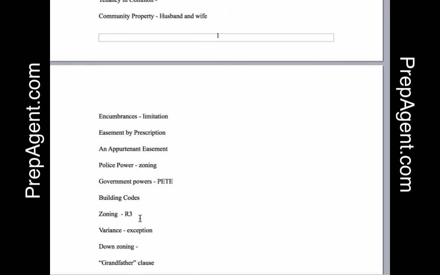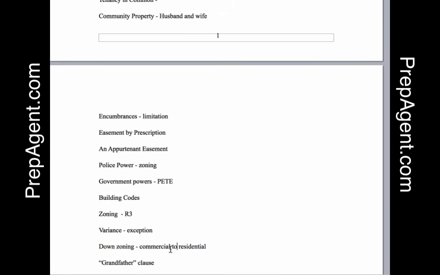Okay, downzoning. Downzoning is commercial to residential. And what I recommend for people who are listening, and for you as well, Daniel, is when you do this on your own, write it out. Just do all this and write it out. The act of writing will help you remember.